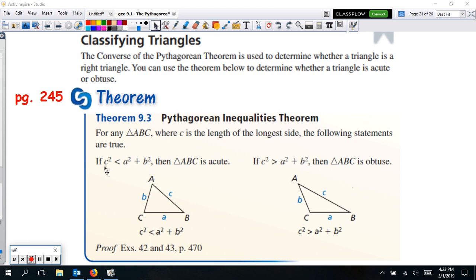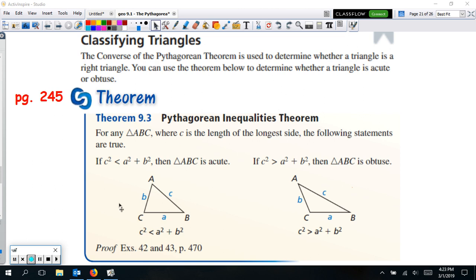So here's what you want to write here. This is kind of confusing with the way it's written out with the Pythagorean theorem. Basically, if this part, the a squared and the b squared, is the bigger part, then it's going to be acute. If the c squared is the bigger part, then it's going to be obtuse.